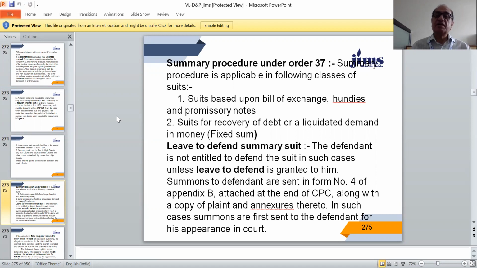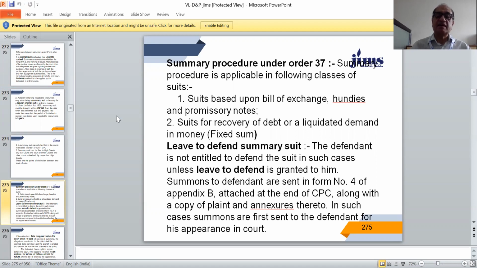Then the distinction which I told you in the beginning is that in a summary suit, you have to obtain the leave to defend from the court. The defendant is not entitled to defend the suit in such cases unless leave to defend is granted to him. Summons to the defendant are sent in Form Number 4 of Appendix B attached at the end of CPC, along with a copy of the plaint and annexures thereto.